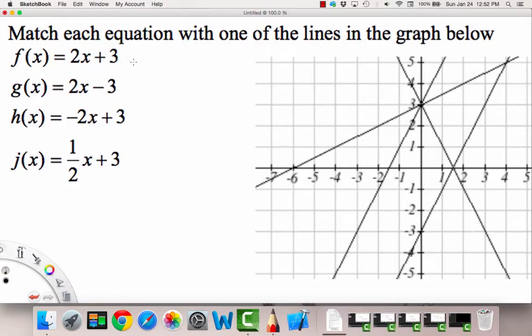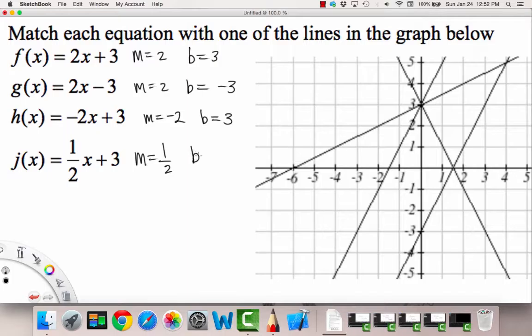So let's identify for each of these what the slope is and what the y-intercept is. For f, the slope is 2 and the y-intercept is 3. For g, the slope is also 2, but this time the y-intercept is negative 3. For h, we have a slope of negative 2, but a y-intercept of positive 3. And for j, lastly, we have a slope of 1/2, which is a little bit different, and a y-intercept of positive 3.